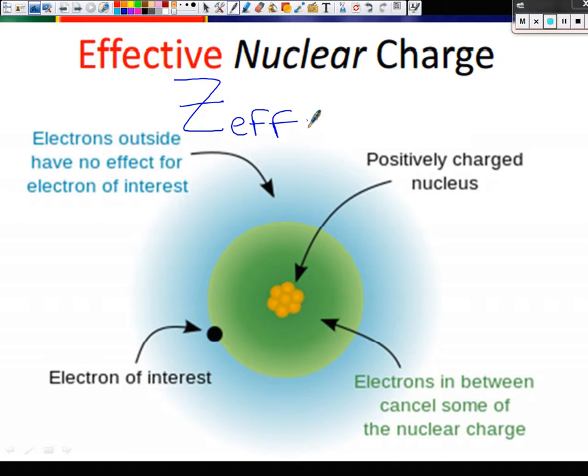Zeph. Now, I know what you're thinking. What the heck is Zeph? It's a good question. So let's talk about what Zeph is. First of all, do you know where the EFF comes from? Effective. Well, that's easy. So effective nuclear charge. So why do they use the acronym Zeph for effective nuclear charge?